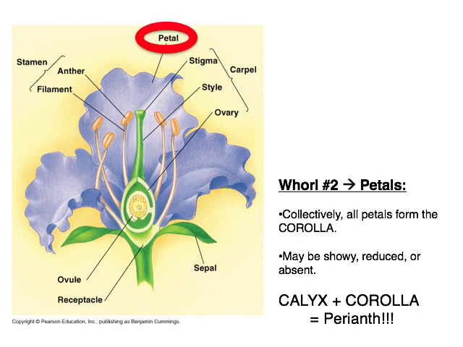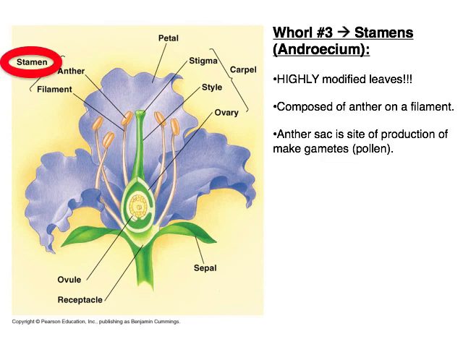Whorl number 2 is the petals, and collectively all of the petals form what is called a corolla. Now, petals may be showy, reduced, or absent, and if we combine the calyx plus the corolla, that equals the perianth. And sometimes when we're talking about flowers, it's useful to refer to the perianth as a single unit.